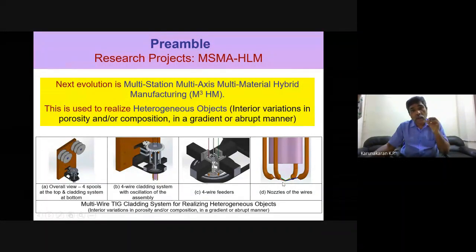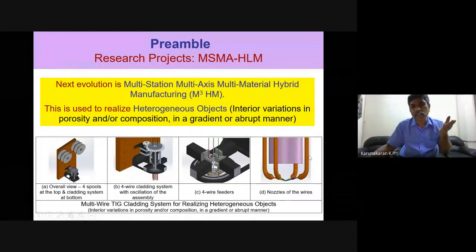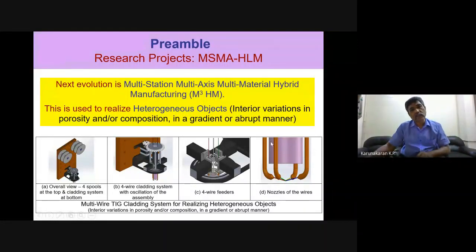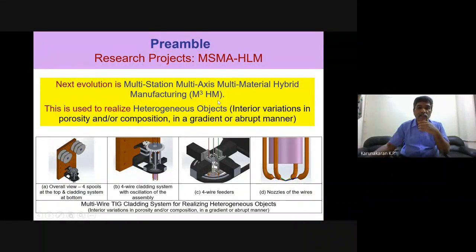What we are actually proposing is to put different wires. For example, 2 of the opposite tubes can dispense titanium, 1 can dispense aluminum, and the 4th may dispense vanadium. So we will be able to produce titanium alloy consisting of these 3 materials. This is popularly known as Ti-64, because titanium is 90%, aluminum is 6%, and vanadium is 4%. It is a typical composition, very popular in aerospace and medical applications. But there are applications where you may like to have different composition at different points. So a multi-wire cladding system of this kind will lead to realization of heterogeneous objects.